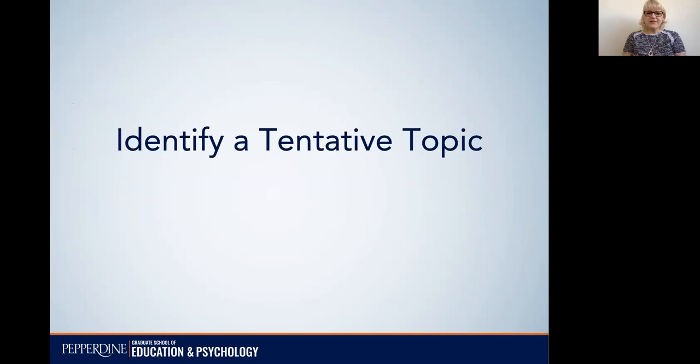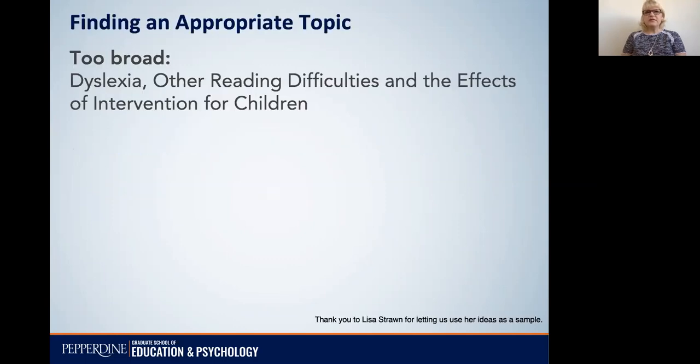So let's talk about the topic. This is often one of the more difficult parts of the assignment because you're trying to narrow or broaden your topic depending and making sure that you have enough research, but not too much. So for example, Lisa Strawn shared this with me and was willing to share it with everyone.